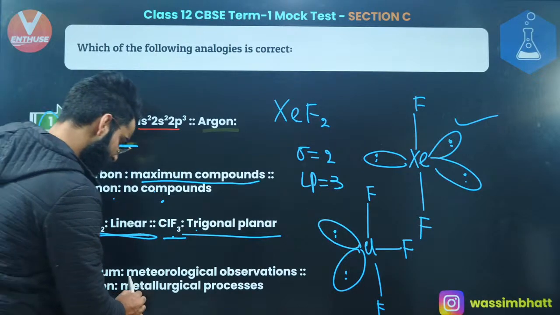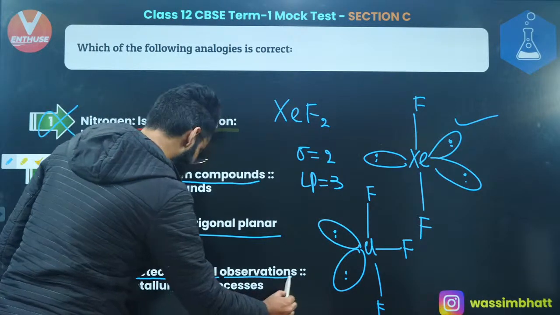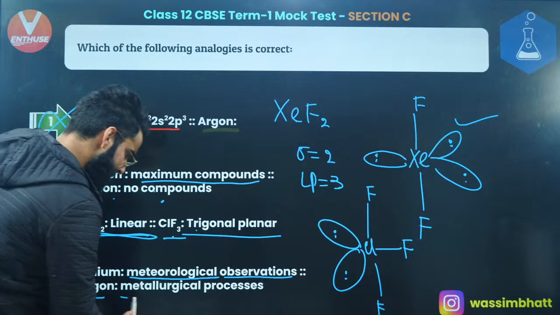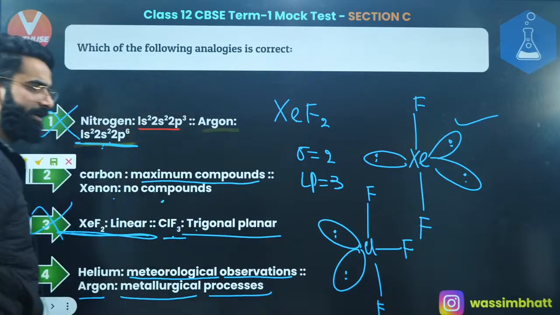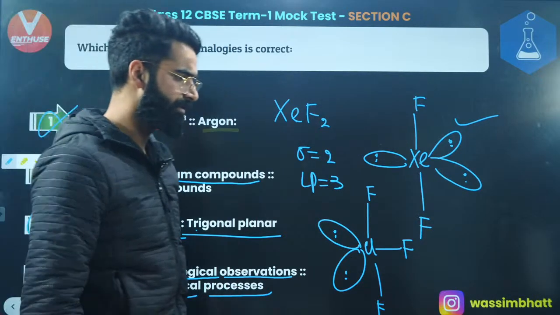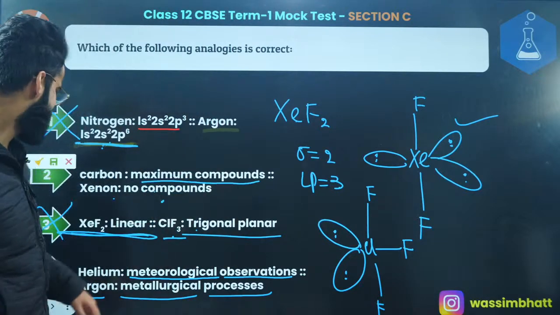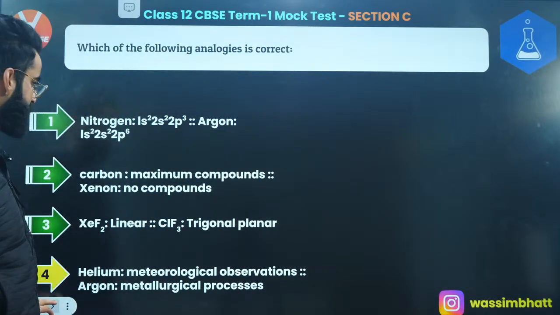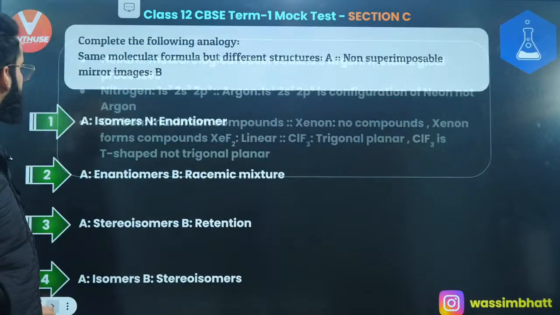Helium, meteorological observations, absolutely correct. Argon, metallurgical processes, absolutely correct. Option 4 is the one which is correct, right? All the other options, we cancelled them in the beginning itself. So there was only one option left. That was option 4, right?